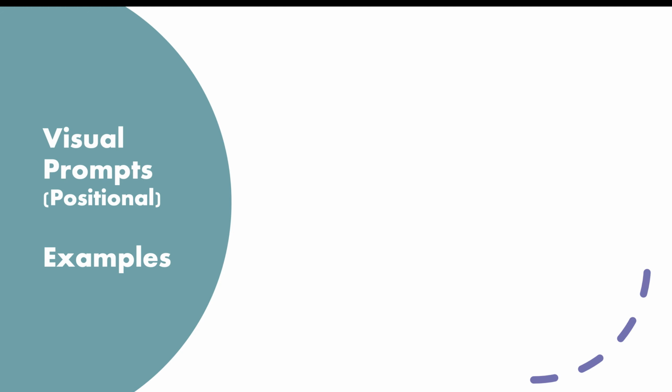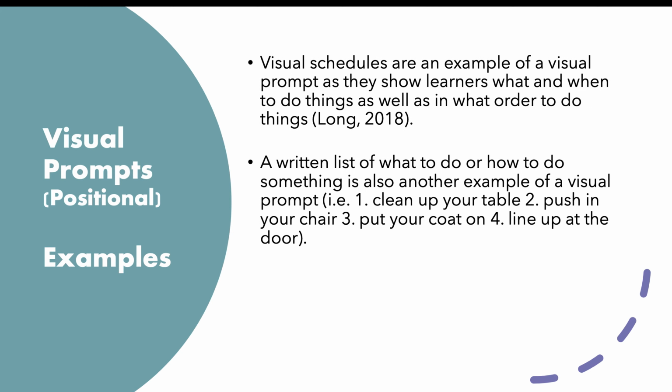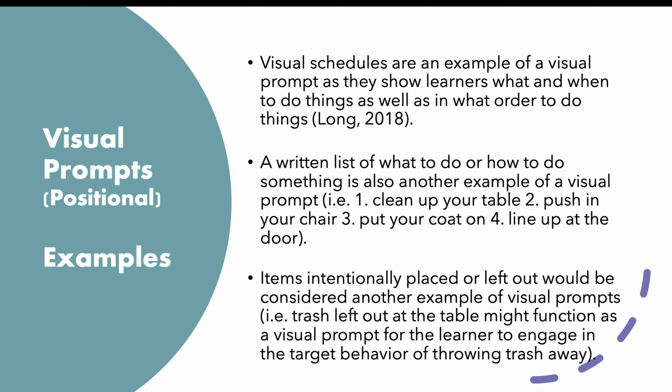Those are visuals. Some examples include visual schedules or written lists, because these provide a visual as to what the learner is expected to do or in what order they need to be done. Another example, which I love, is naturally occurring prompts. Visual prompts in this sense would be if you have a target behavior to throw away trash. Well, if you notice trash lying about, those are visual prompts which would aid that learner in that target behavior of picking up the trash and throwing it away. So those serve as visual prompts.